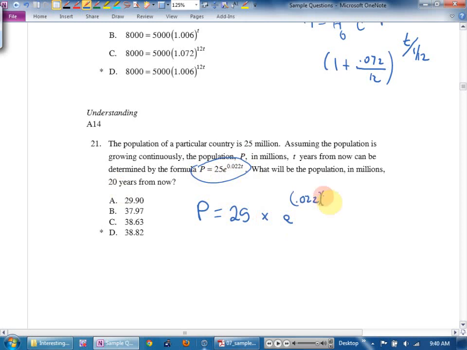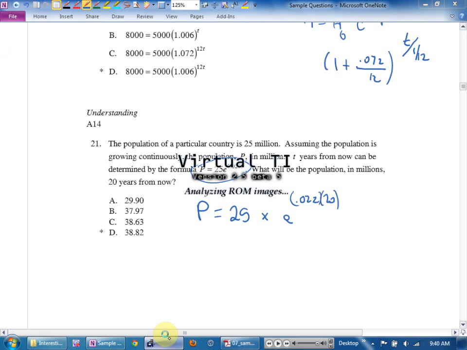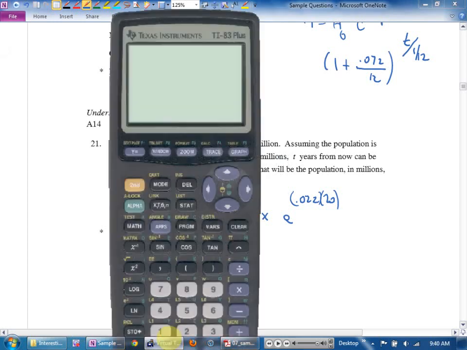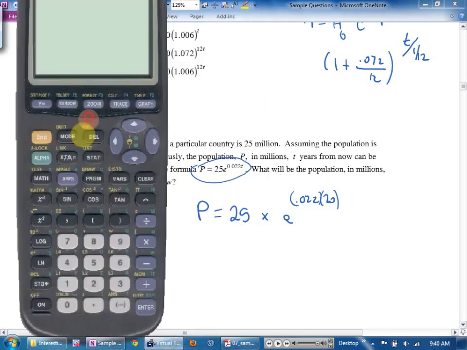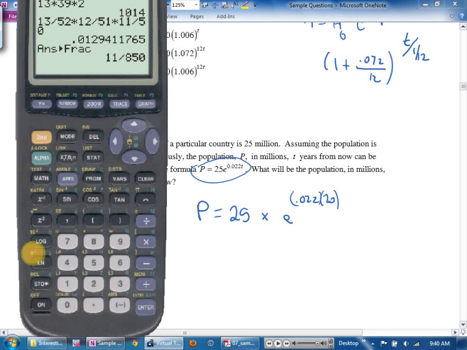Where the heck is your E button on your calculator? It is there somewhere. I think it's second function ln. It's right below your pi button, but there's two ways to do base E. The second function ln has the exponent for you already. 25 times second function ln e to the power of bracket 0.022 times 20.